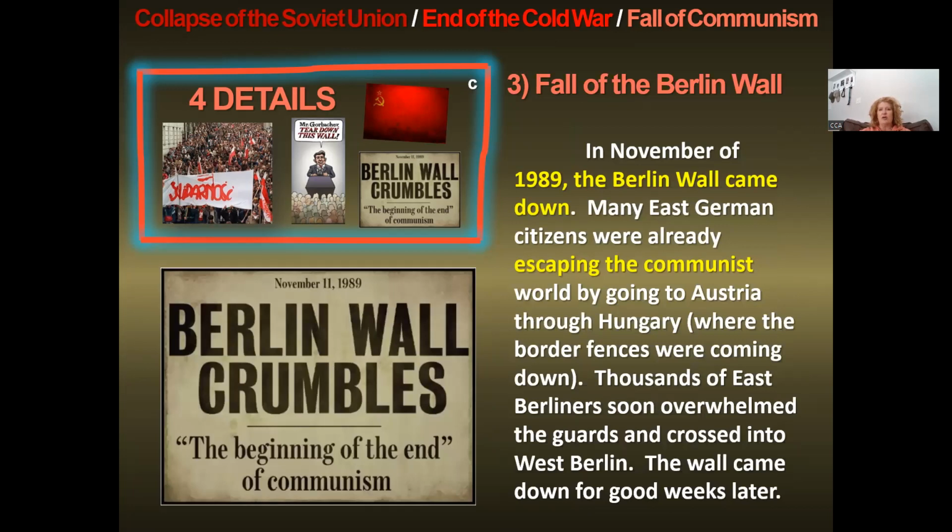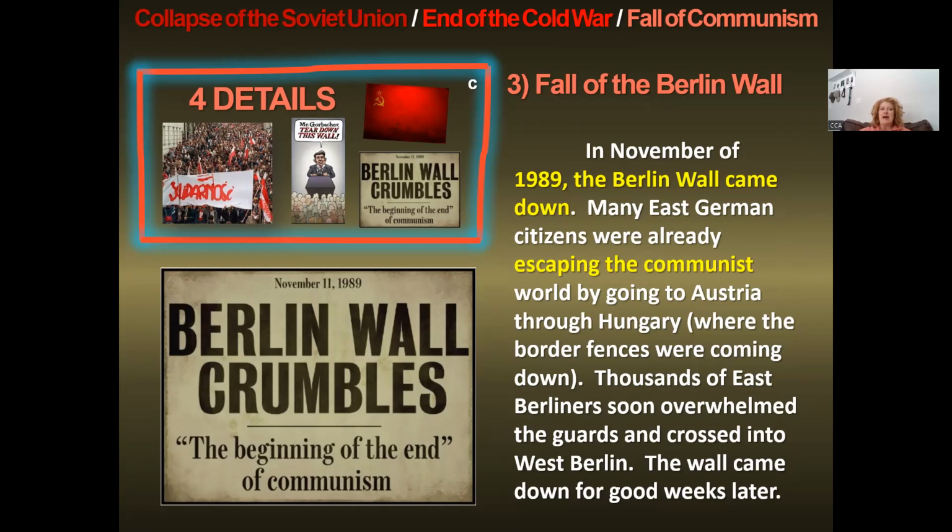So in 1989, I can't believe I just said 1980, the wall comes down. Many East German citizens were already escaping the communist world by going to Austria through Hungary, because border fences had become less of an obstacle for them. Some of them were being taken down. There were many people who were killed trying to escape over the wall or sneak out of the eastern side.